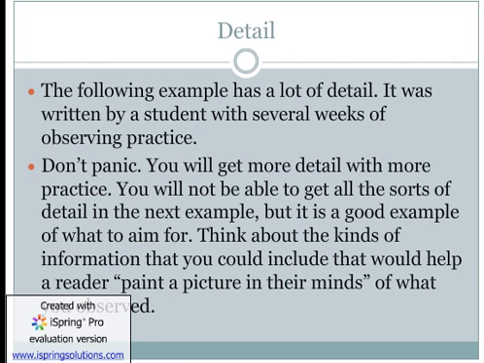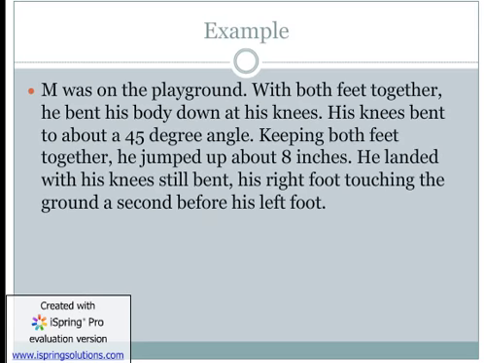The trick is to think about what kinds of information that you could include that would help a reader to sort of paint a picture in their minds of what you observed, that would help them to act it out more accurately. So in essence, the more detail, the better. In this observation, it says M was on the playground. With both feet together, he bent his body down to his knees. His knees bent to about a 45-degree angle. Keeping both feet together, he jumped up about 8 inches. He landed with his knees still bent, his right foot touching the ground a second before his left foot.